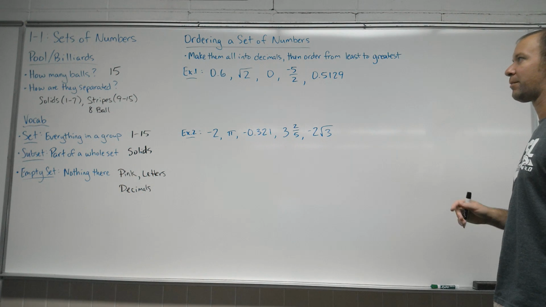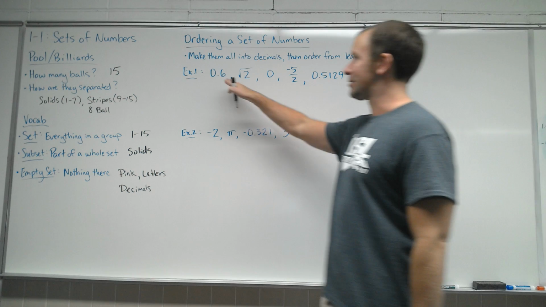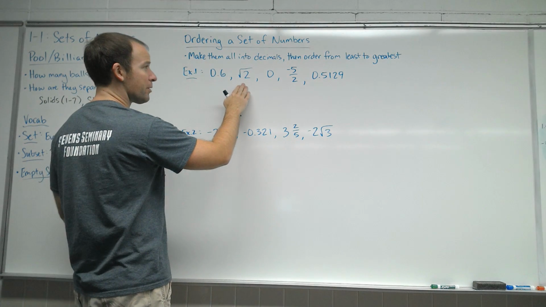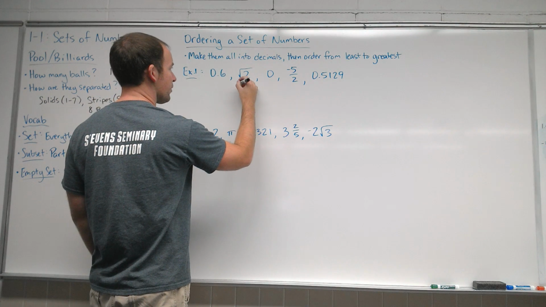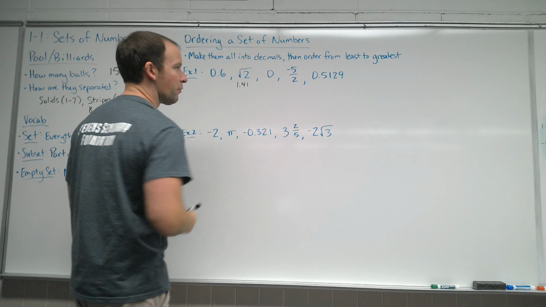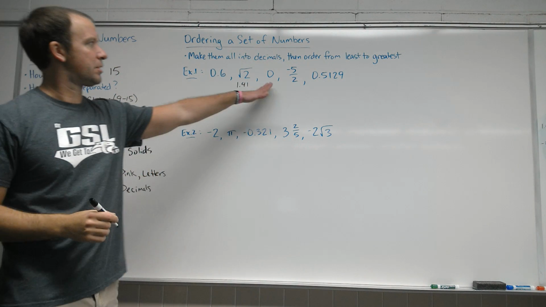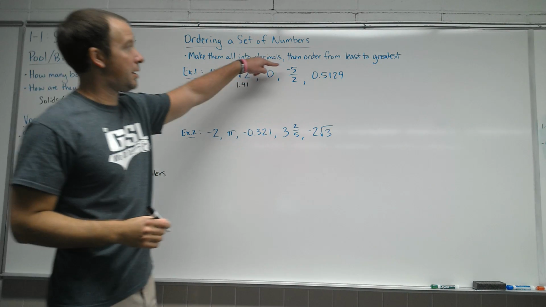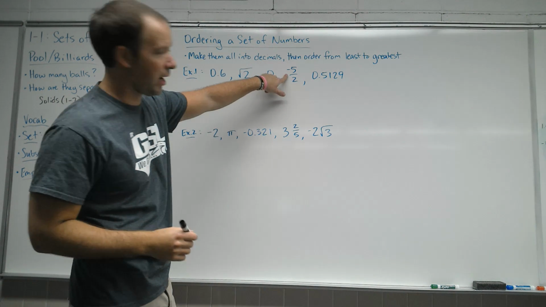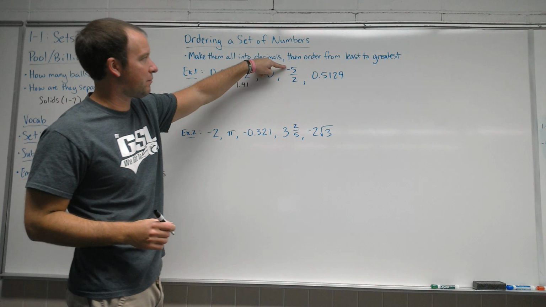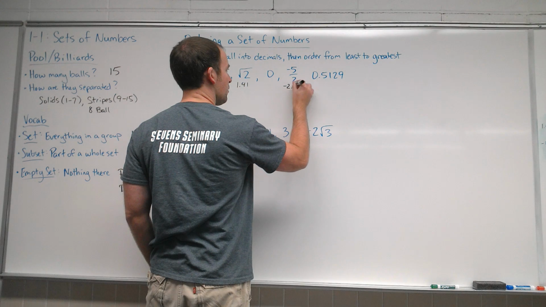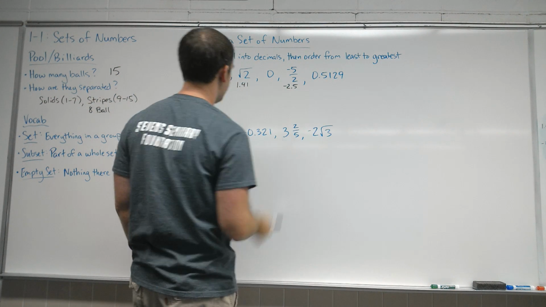First thing we're going to do, make them all decimals. Okay, 0.6 is already a decimal. The square root of 2, if I punch that into a calculator, just hit square root of 2 and equals, you get 1.41. 0 is 0. Negative 5 over 2, take negative 5 divided by 2. Okay, a fraction is just dividing, so that would be negative 5 divided by 2, which is negative 2.5. And that's also already a decimal.